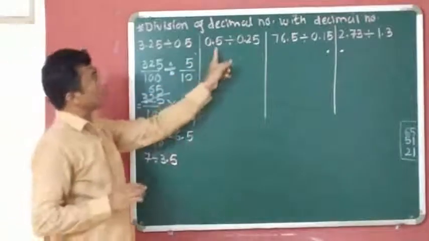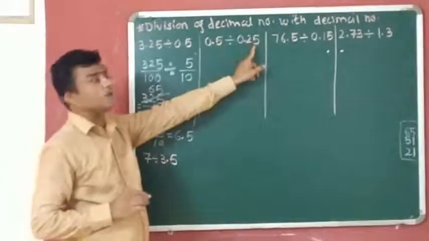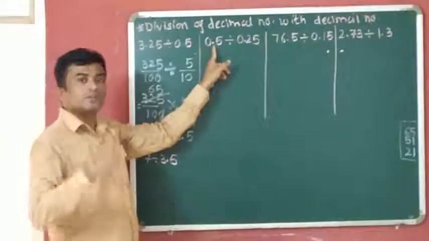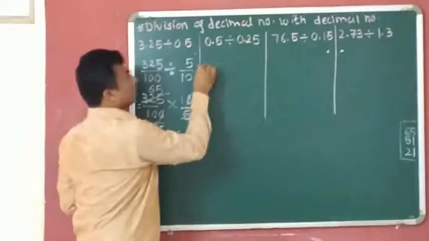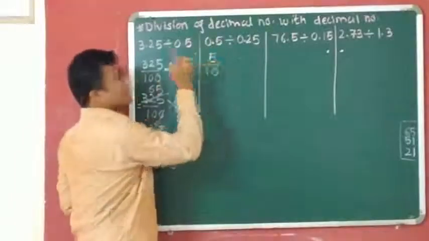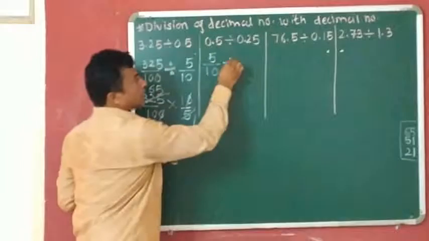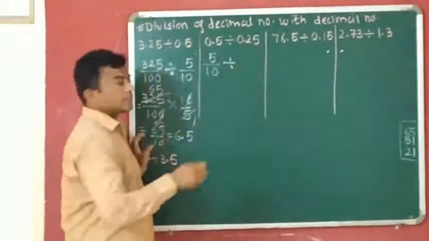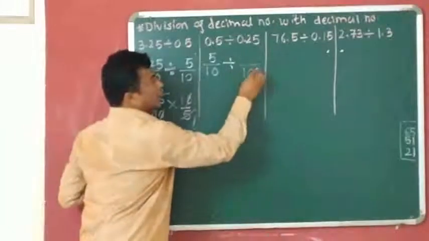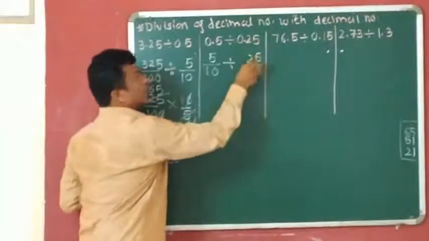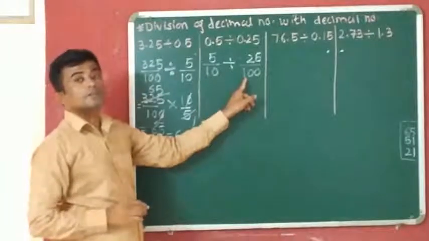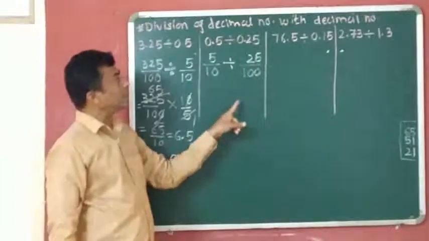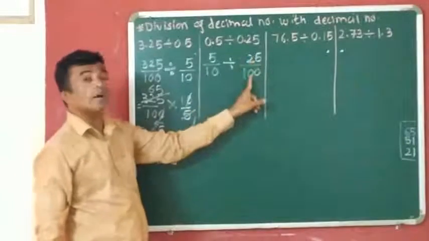Now next: 0.5 divided by 0.25. Here see, 0.5 means after the decimal point there is 1 digit. So we can write downside 10 and upside what? 5. This is divide, so the divide sign. Here after the decimal point 2 digits are there. So downside we can write 100 and upside 25. Now it is division of a fraction with a fraction. So the divide sign we have to convert into multiply by taking the reciprocal of 25 by 100.